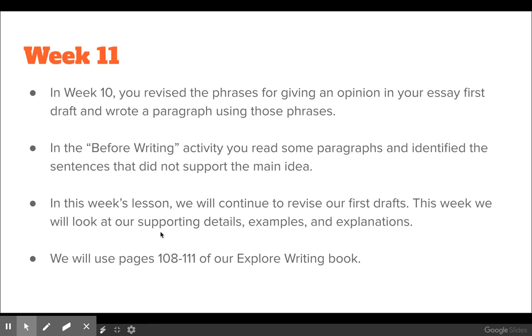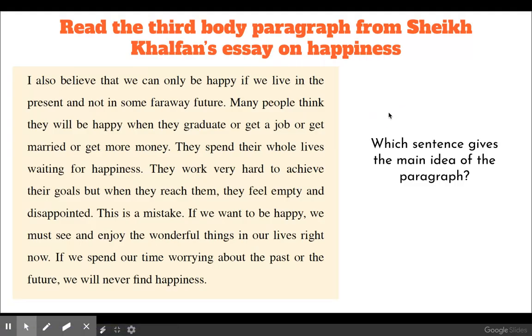We're going to be looking closely at our supporting details, examples, explanations, and hopefully supporting our opinion better. So let's get started by looking again at Sheikh Khalfan's essay on happiness. And we're just going to be looking at the third body paragraph this week. And the first thing I want you to do is identify the main idea of the paragraph.